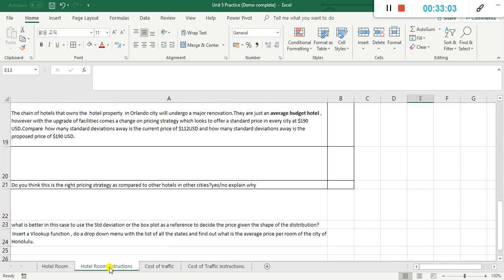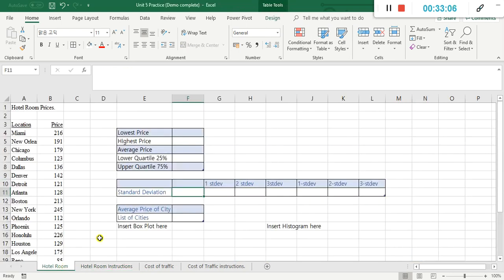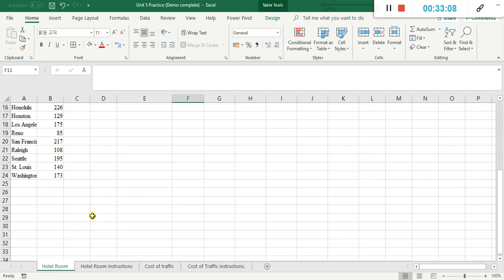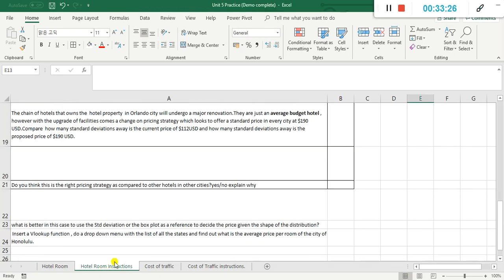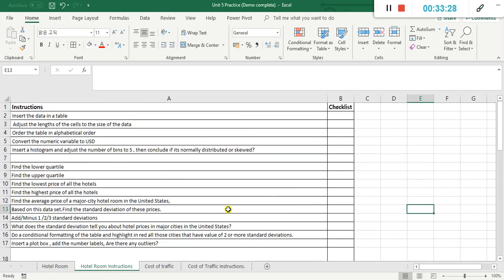All right. Now we have hotel room instructions. You have this data, also the same thing. You have to fix the data. This one is a much smaller data set. It talks about, for example, hotel room prices, and you're just going to be looking at the hotel room prices on average per city. Every chain gives their cost in every city, every hotel, and that's it. In this one you're going to be doing the checklist: data in a table, the lengths, order in alphabetical order, some conditional formatting, et cetera.